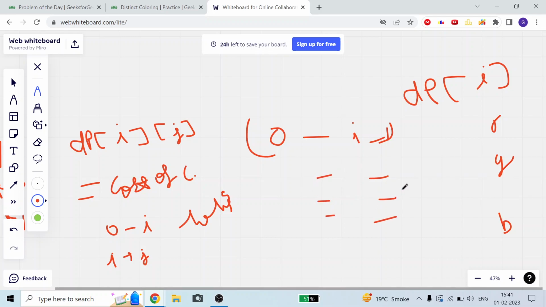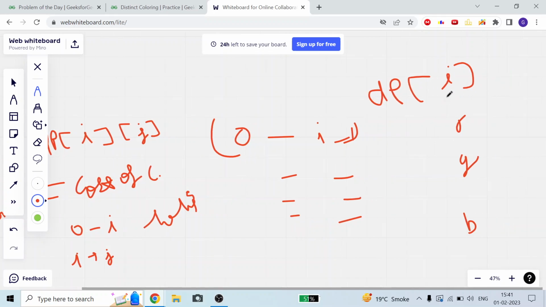Okay. Now for dp i, j can vary from 0 to 2. I cannot represent r, g and b in my vector, because they are alphabets. So for indexing I use r as 0 indexing, g as 1 indexing, and b as 2 indexing.